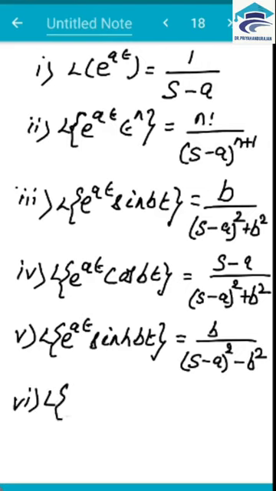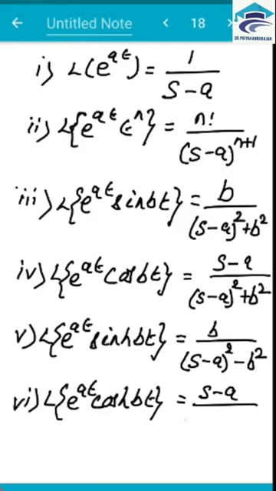Next is e power at cosh bt. Again for cosh we can write it as s by s squared minus a squared. So we have the exponential term, so I am going to shift it. Instead of s I am going to write s minus a, by (s minus a) the whole square minus b squared. Keep this as a formula, or you can simply use the previous formulas and shift for e to the power at. Next we will move on to some problems.